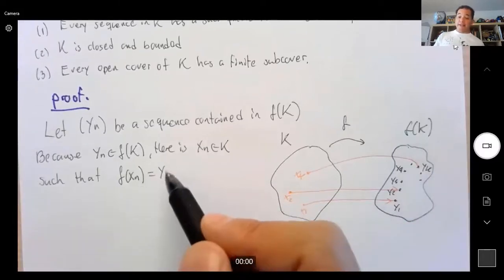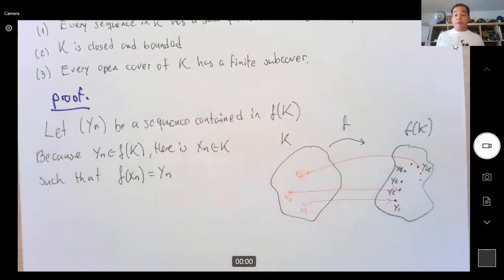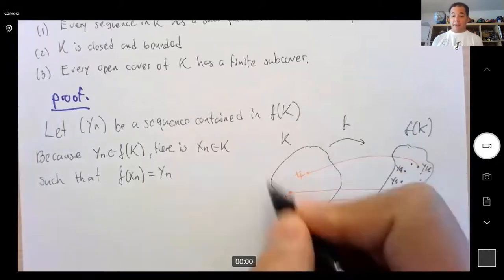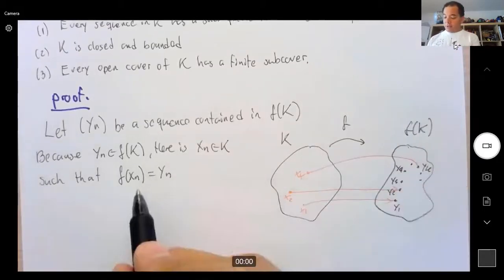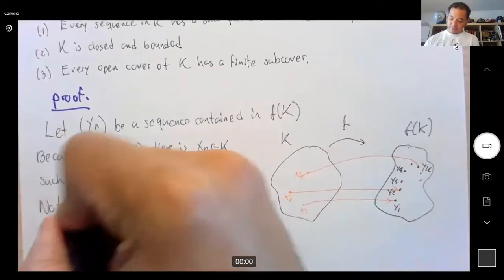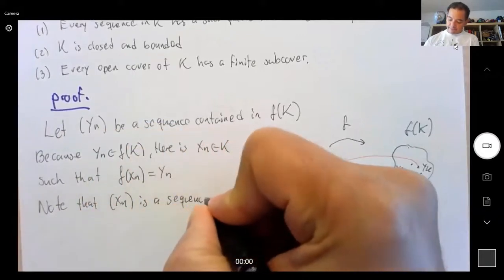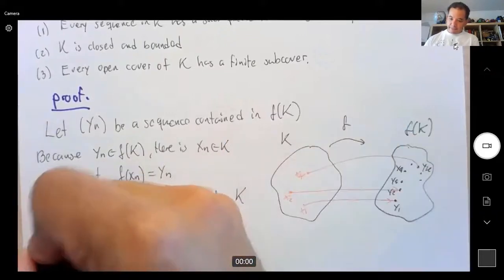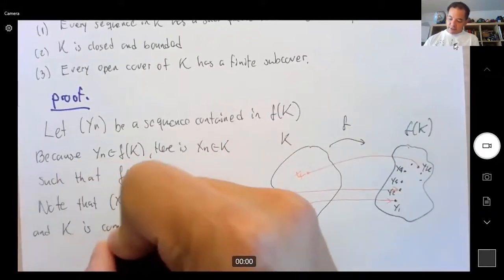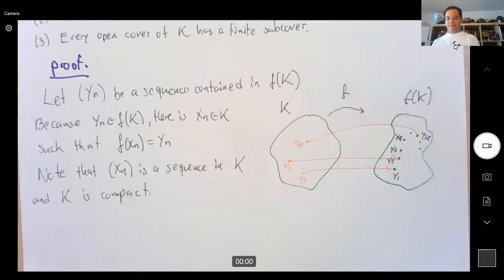Now I got a sequence xn, correct? Now I have a sequence here in K. And in K, I know information about that set. I know that K is compact. So what do I know about a sequence inside a compact set K? What is it that I'm gonna do with this sequence in K? What do you think? So what do we know about sequences in compact sets?